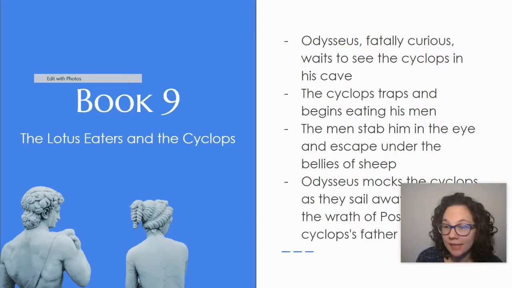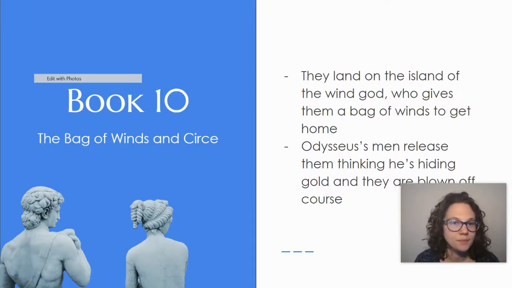So they sail away, and this is when we see some of the hardships begin for Odysseus's men. They came off the high of the Trojan War, and now they've made a mistake that is going to haunt them for the rest of their journey. In book 10, they visit the island of the god of wind. He gives them a big bag of wind. He says, "Release this when you get close to home, and it'll take you right home. It'll push you all the way."